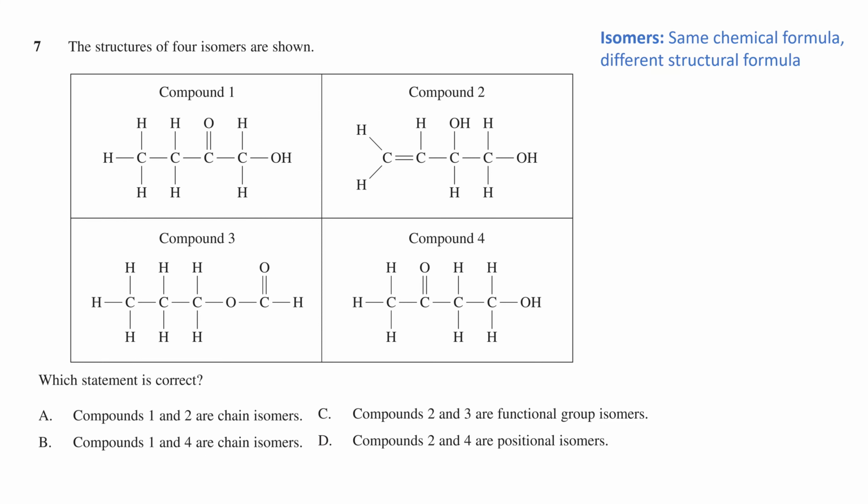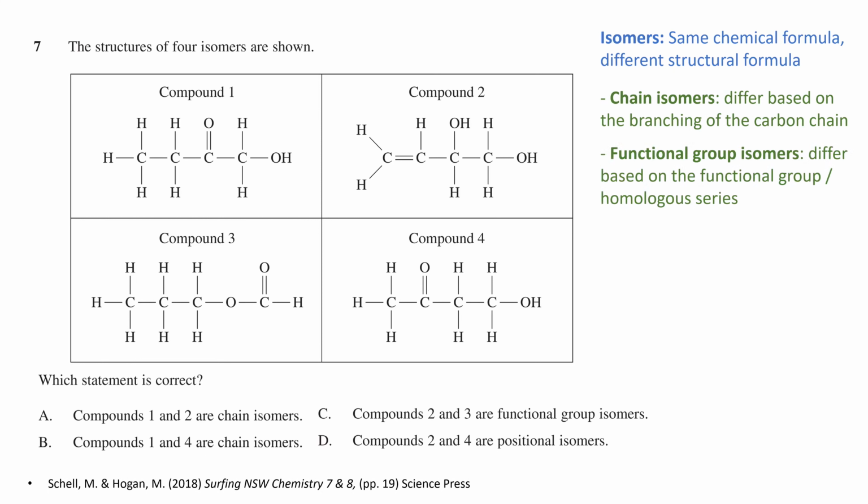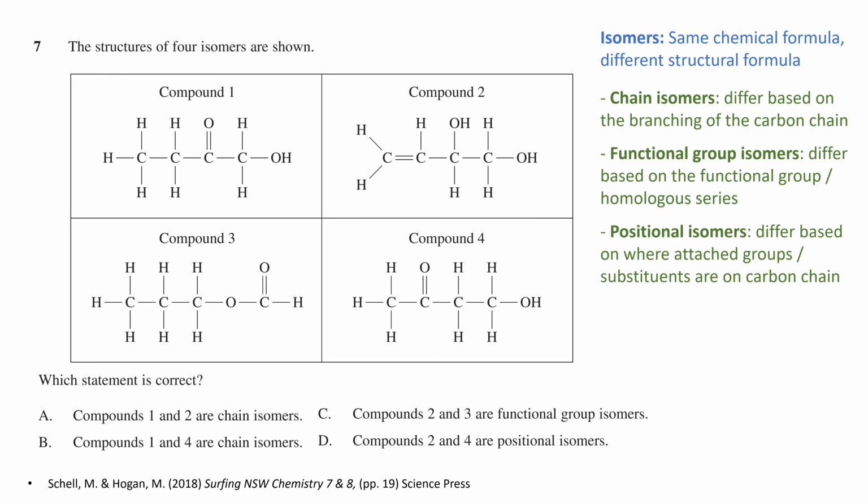Looking at the options, we have to choose between chain isomers, functional group isomers, or positional isomers. Chain isomers differ based on how the main carbon chain branches. Functional group isomers differ on how arrangements of atoms can lead to different functional groups, and positional isomers differ based on where attached groups or substituents are placed on the main carbon chain.